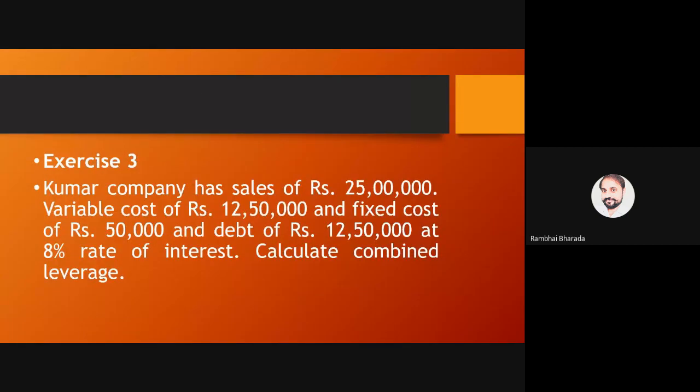Now see the exercise number 3. This is very, very important for all of you, because in this exercise number 3, we are going to calculate operating leverage, financial leverage and combined leverage. Kumar company has sales of rupees 25 lakh, variable cost 12 lakh 50,000, fixed cost 50,000, debt of the company is 12 lakh 50,000 at 8% interest rate. Calculate the combined leverage. So first we calculate operating leverage.